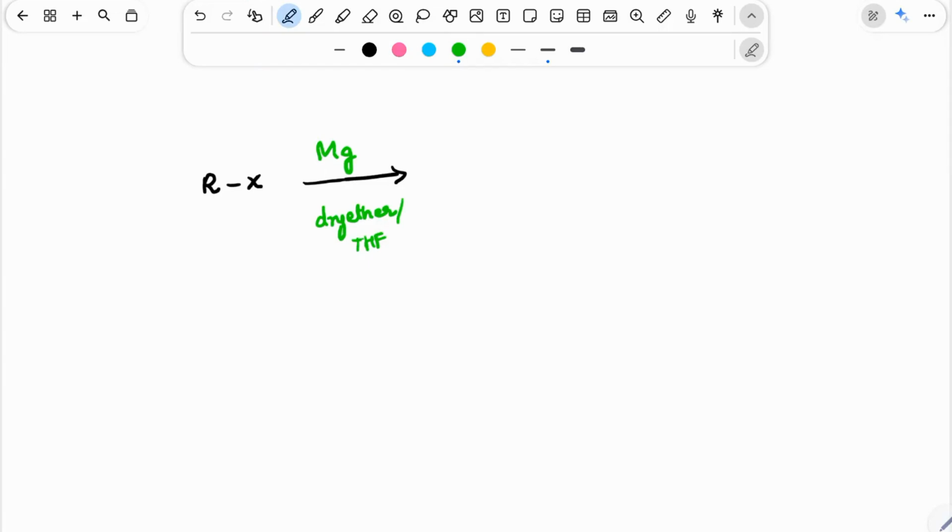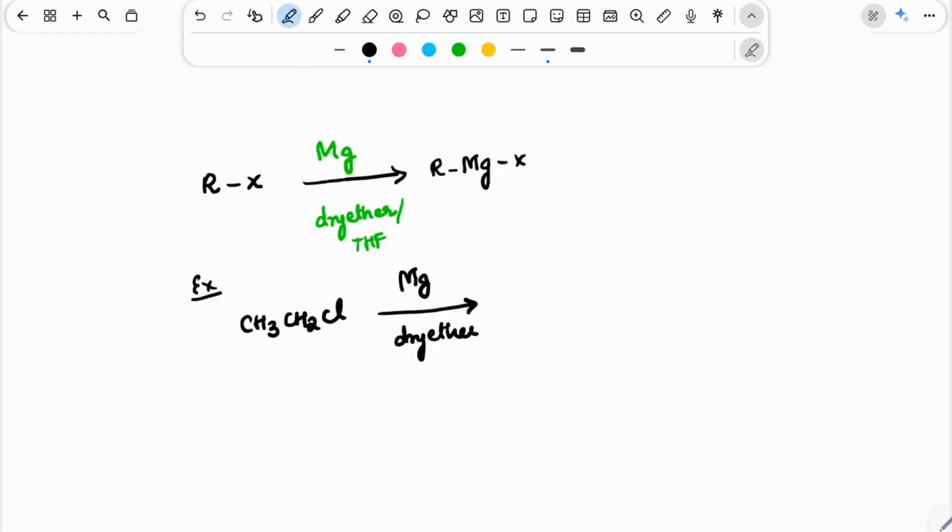Why do we need dry conditions? Why not aqueous conditions? The reason we will discuss next. And here we will get this RMgX. For example, we can use ethyl chloride. When it reacts with magnesium in the presence of dry ether solvent, we will get ethyl magnesium chloride.